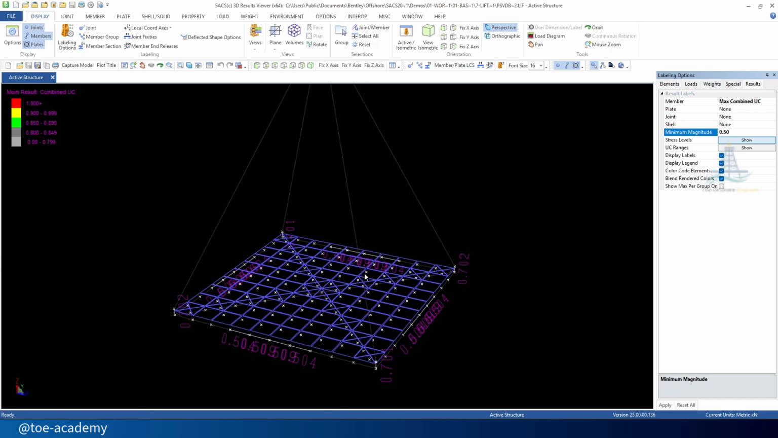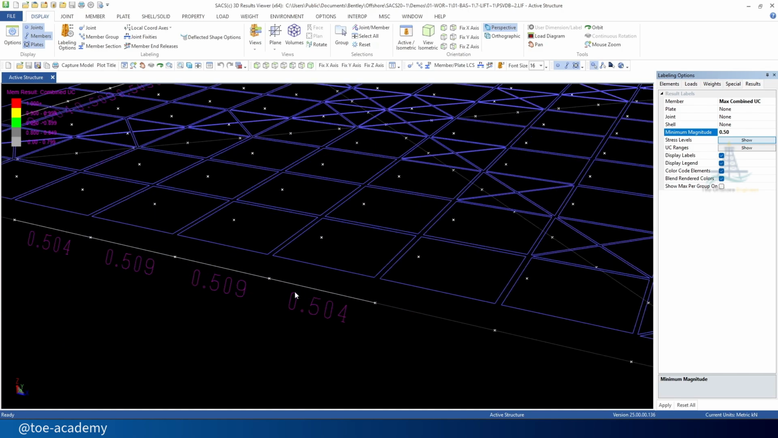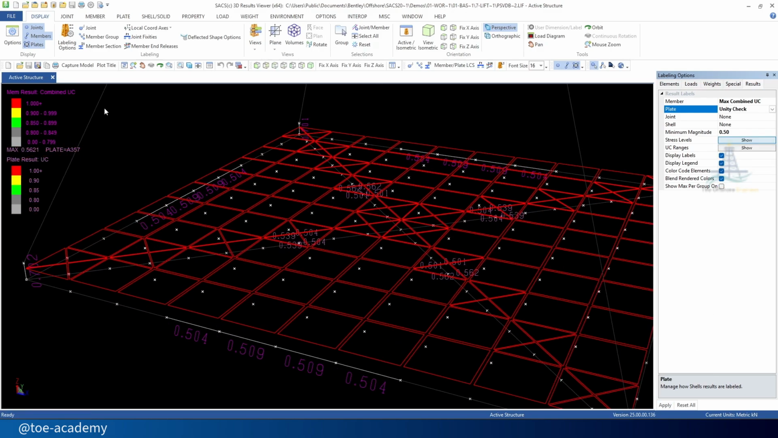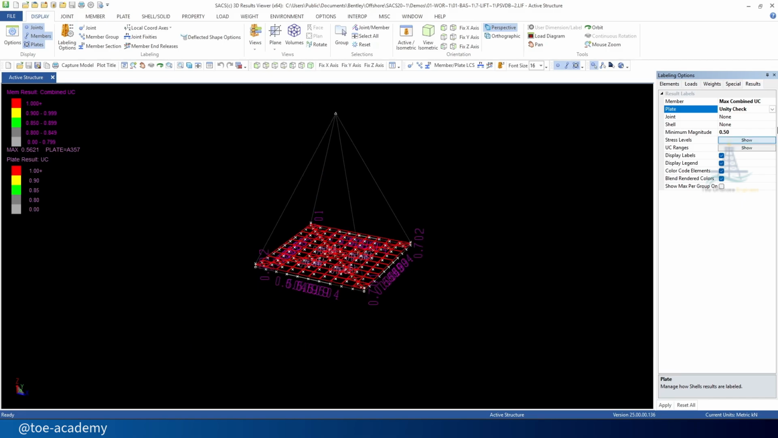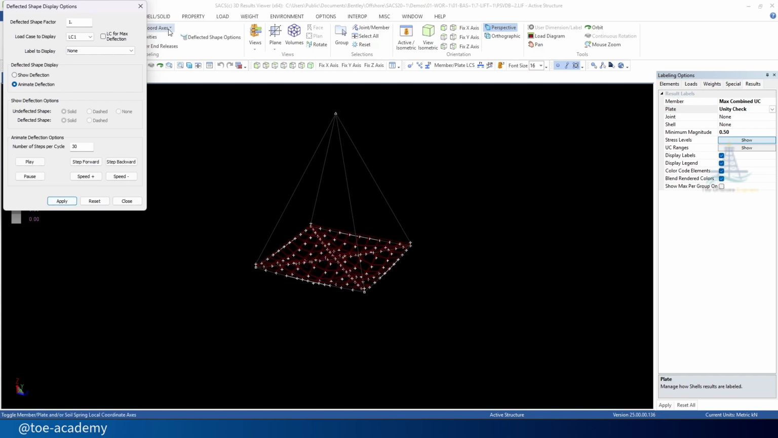So now the structure is good. So you can see the member UCs. So these are the member UCs we have. And if you want to check the plate UC, you can check the plate UC. So maximum plate UC is only 0.56. That's also good. And you can check the deflection shape. So this is the LC1. Animate 30. So this is the deflection behavior.